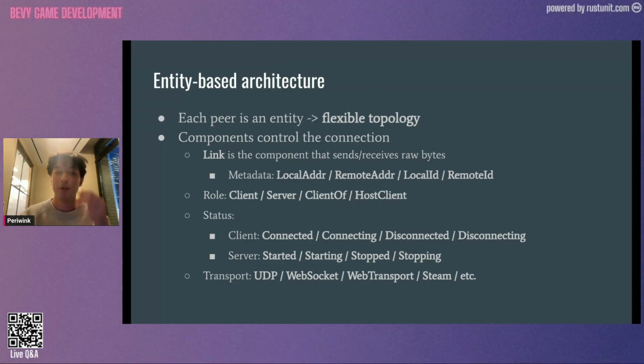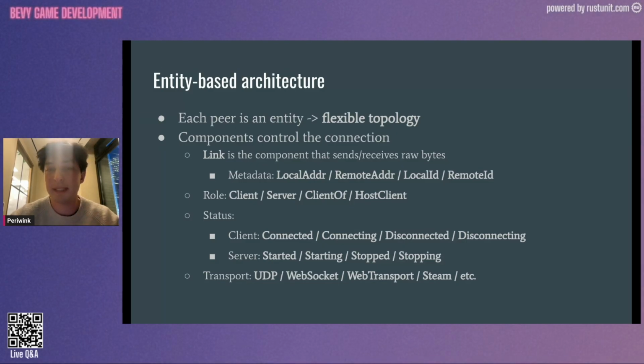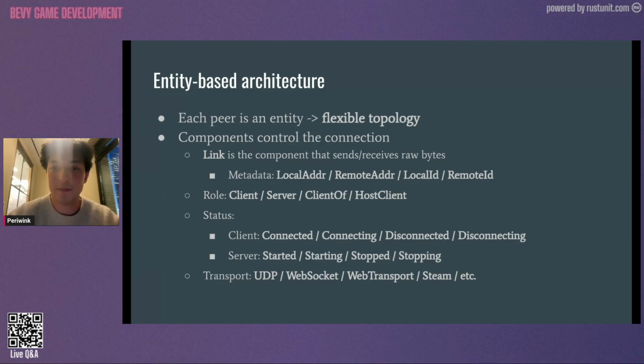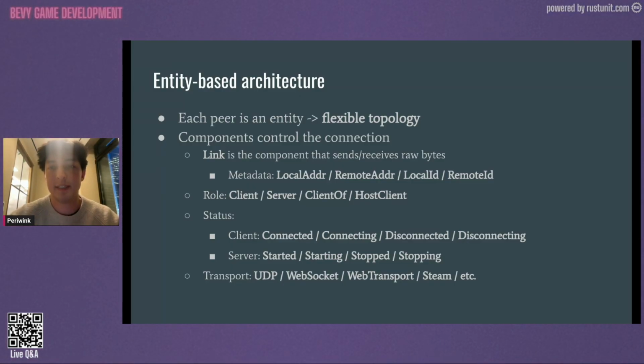So the main component is the link, which represents a link between 2 different computers on the network. And this is what's used to send and receive raw bytes. And there's extra metadata components that can be added. So you can tell what is the local IP address of the peer, what is the remote address of the peer that you're connected to. There's the same with IDs. So Lightyear assigns a unique ID to each peer connected on the network.